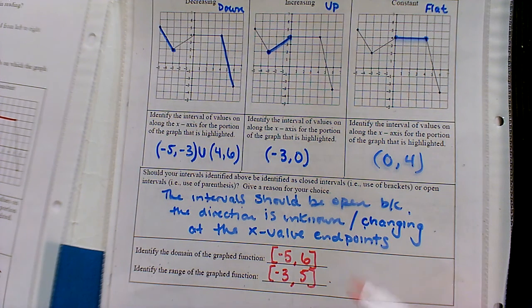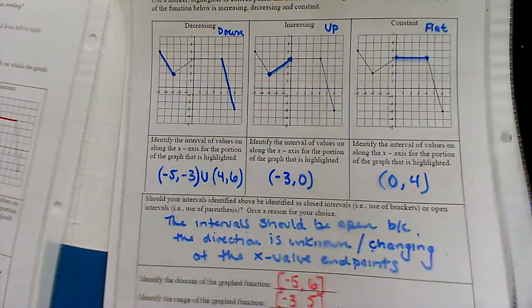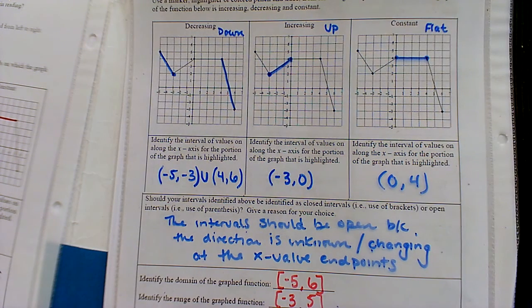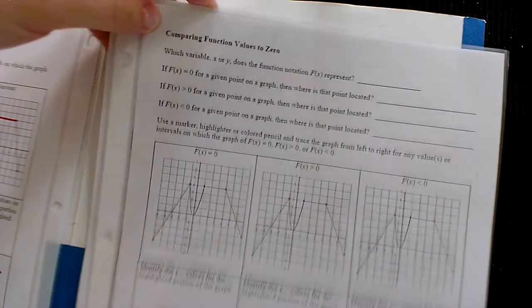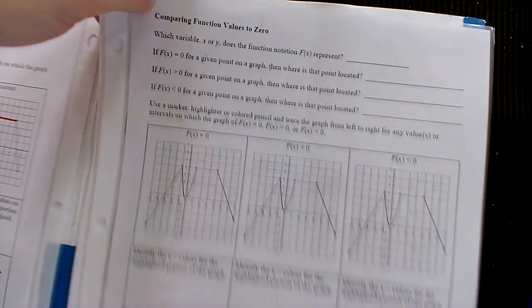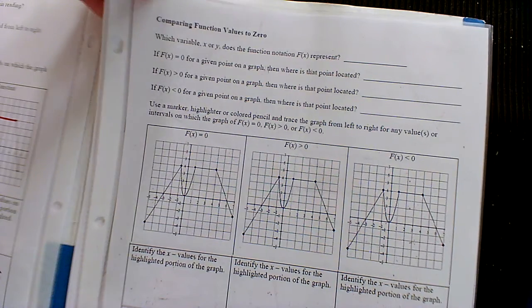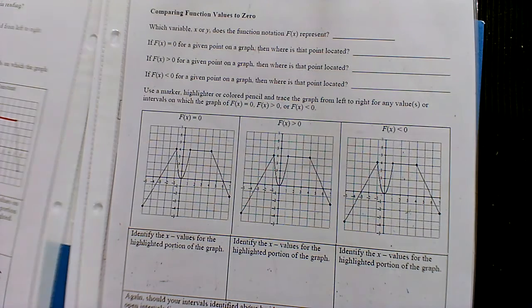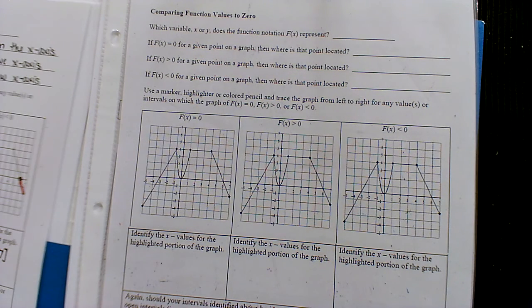Okay, so domain and range, brackets may be necessary, but for increasing, decreasing, and constant, they should be open because we have those changes in direction. All right, so graphical characteristics, we can analyze where we're going up, where we're going down, where we're flat. Maybe we'll take a look at where our graph is positive, where our graph is negative. All these different characteristics or properties. So take a look at these questions.